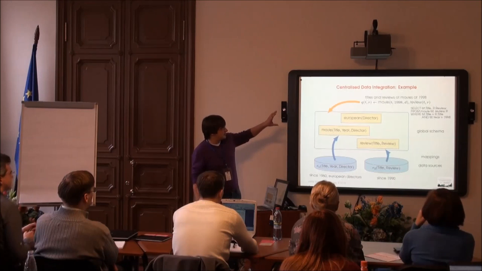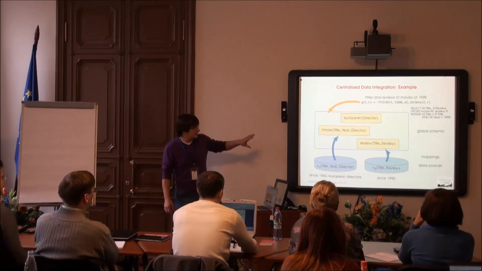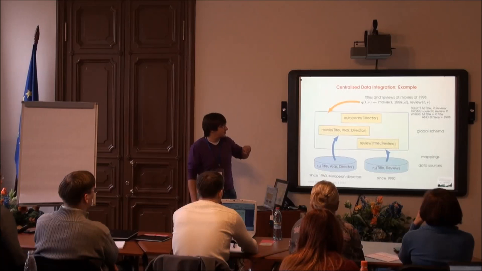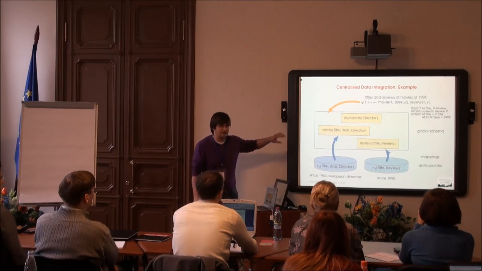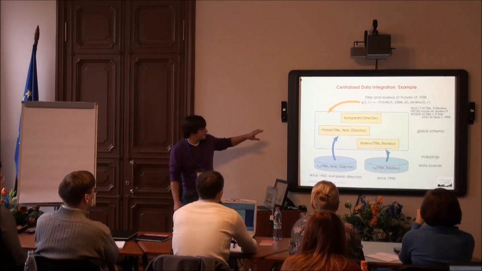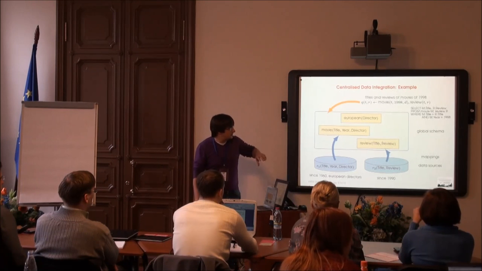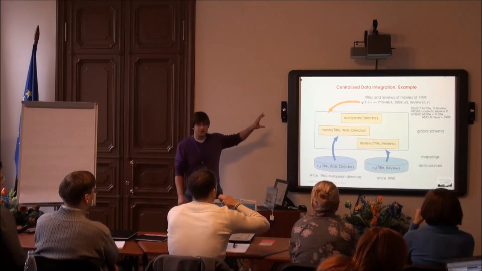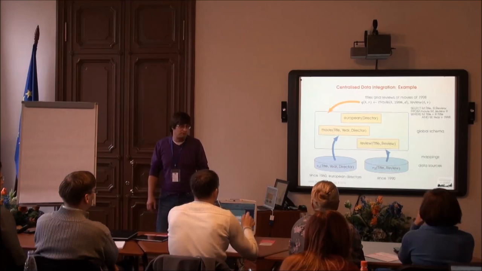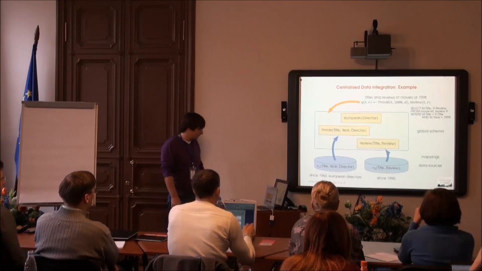And what we do, we create a global schema, and in that global schema, we have three relations. One relation is just a list of movies with the directors and the year that they were released in. Then there is another relation that has all the reviews. And then we also have a separate relation for storing all the European directors.